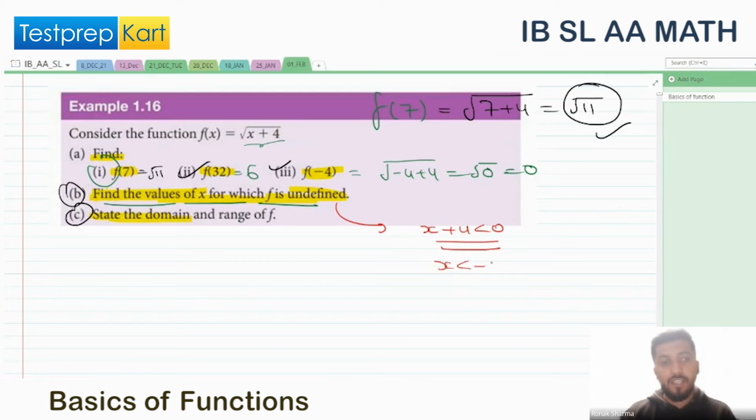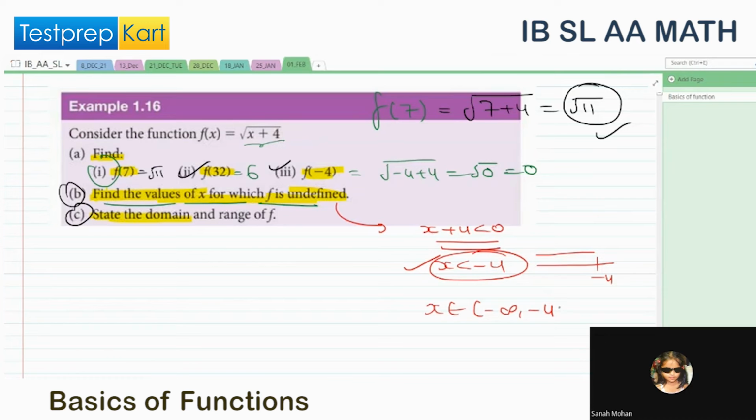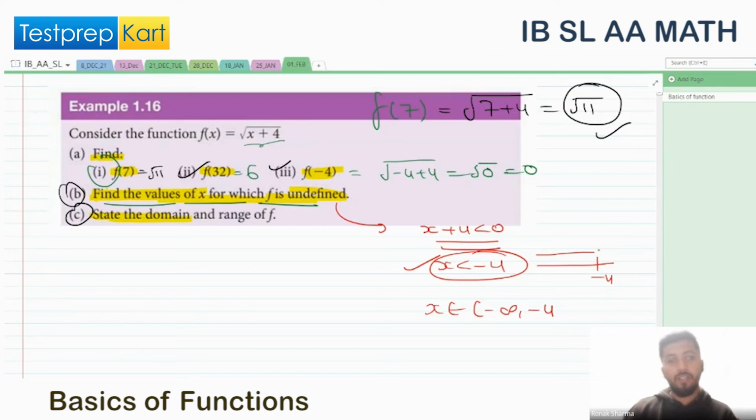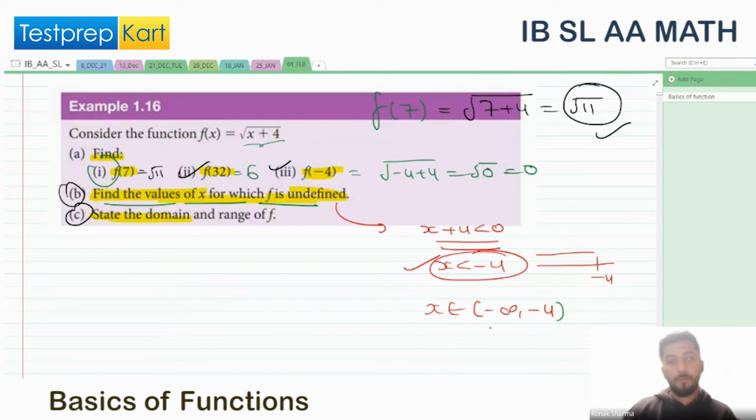That means for x less than minus 4, the function is not defined. That means minus 4 is this, and less than is on the left hand side. So from minus infinity to minus 4. Closed or open? Closed. Why closed? Am I including the value minus 4? No. So open. So this is the answer for the B part.